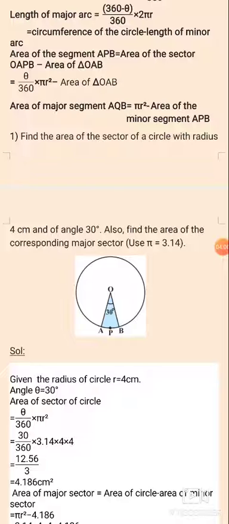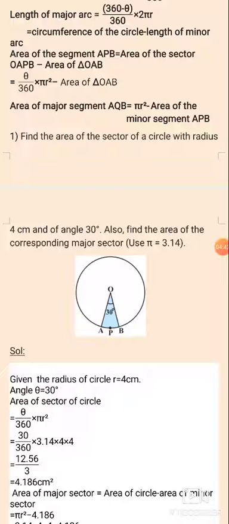Now substitute all the values. What is theta here? 30 by 360 into pi value 3.14. So here in this question it is given that you need to consider pi is equal to 3.14. So we substitute the radius 4. So radius square is 4 into 4. Now cancel that 30 and 360. That is, denominator 12. After that cancel all that. At last what we get? 12.56 by 3, which is equal to 4.186 centimeter square, which is the area of the minor sector.